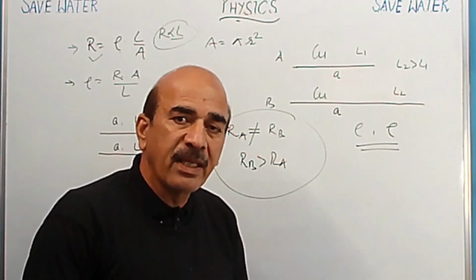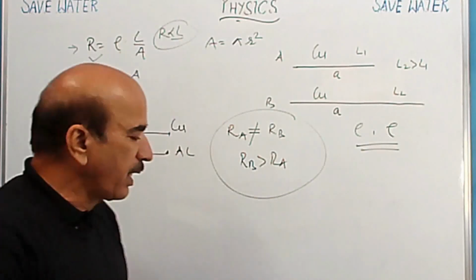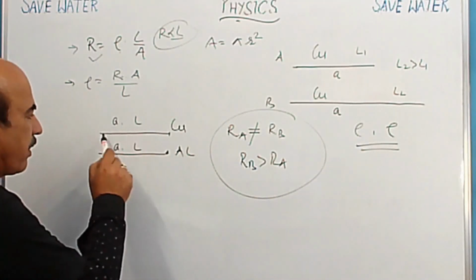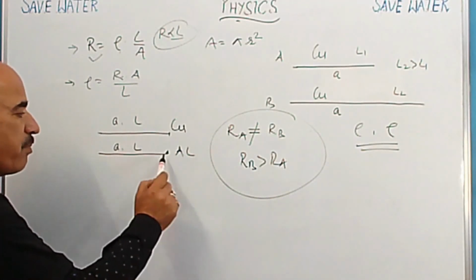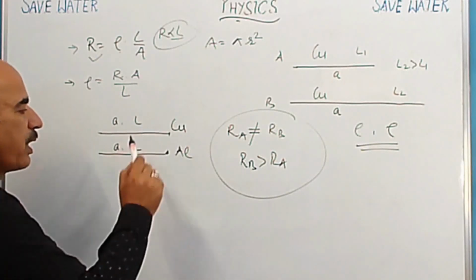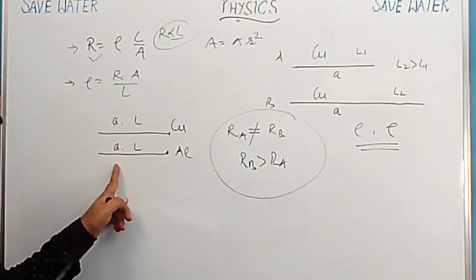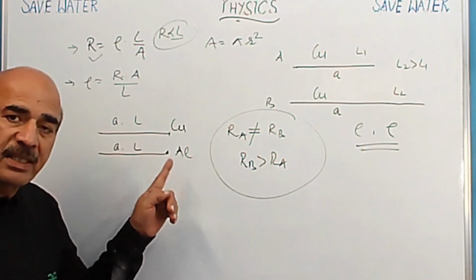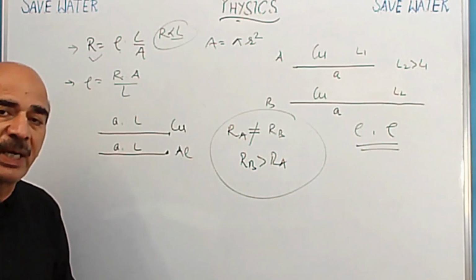और resistivity भी different होगी, है ना. Though both have the same length, दोनों का same length है, same area of cross section है, but this is copper and this is aluminum. So resistivity दोनों का different तो है, and here resistance will also be different.